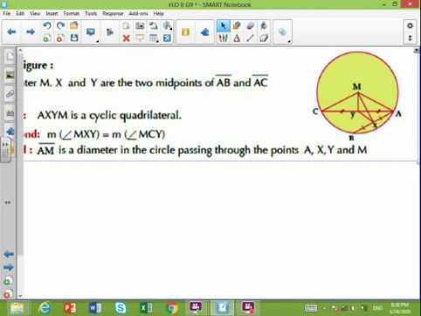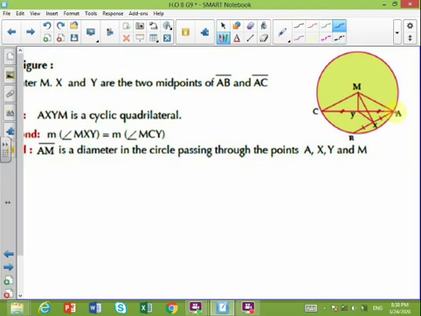First, I want to prove that AXYM is a cyclic quadrilateral. AXYM. Let's see the angles. I have two givens. X is the midpoint of AB, and AB is a chord, so MX will be what? Perpendicular, so this angle is 90. The same with AC. Y is the midpoint, so measure MYA is also 90 because it is perpendicular.